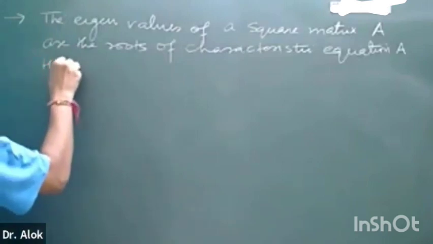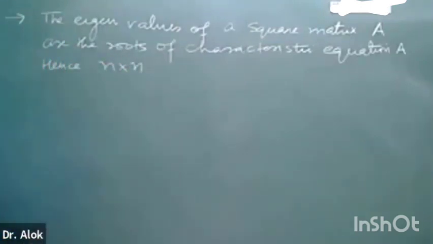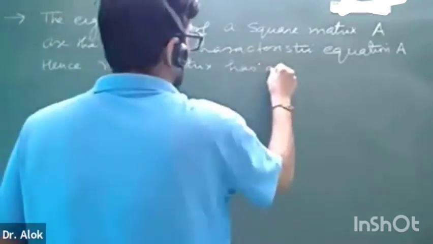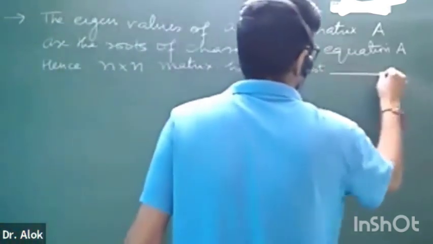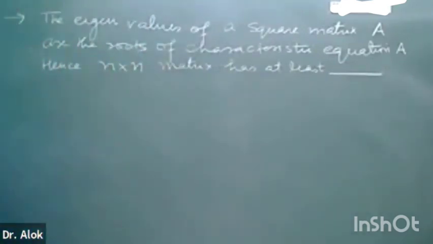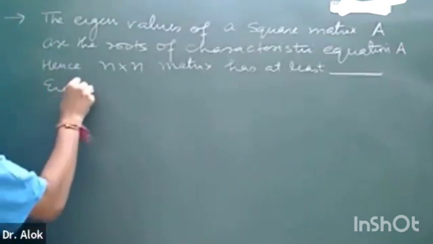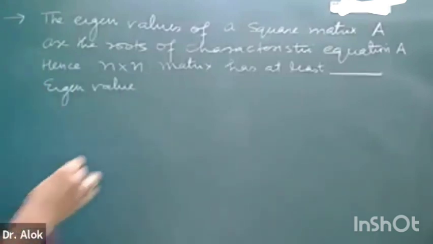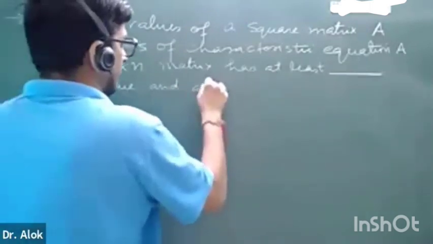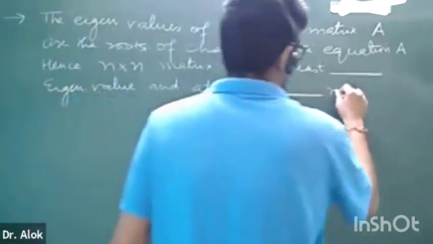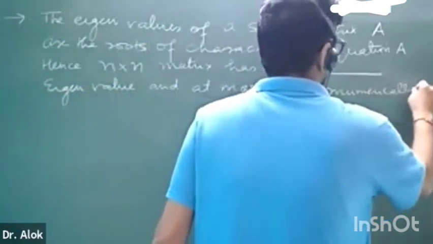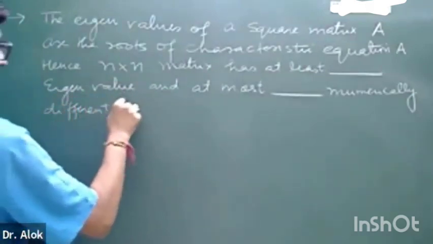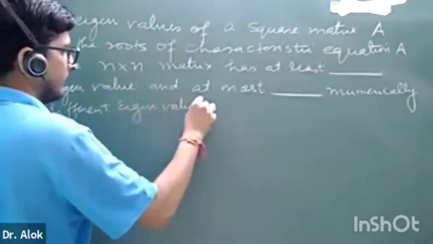Hence, an n cross n matrix has at least dash eigenvalue and at most dash numerically different eigenvalues. Fill in the blanks.